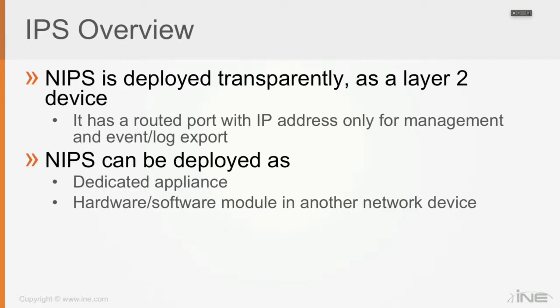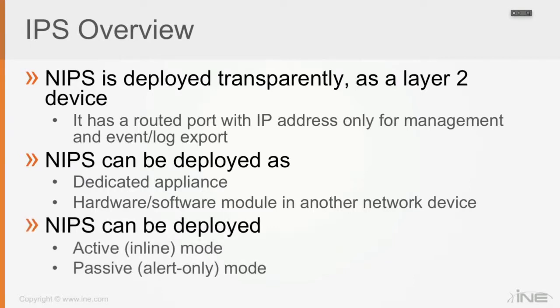And likewise, NIPS can be deployed either active in inline mode like an IPS, or passive, which means out of band like an IDS. Passive is also known as alert only, because if the IPS is deployed in passive mode like an IDS, it can pretty much only alert as malicious traffic is detected. It cannot stop the attack from happening because it's not inline in the traffic path.